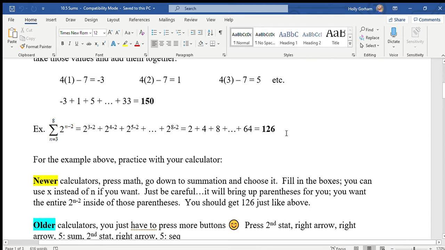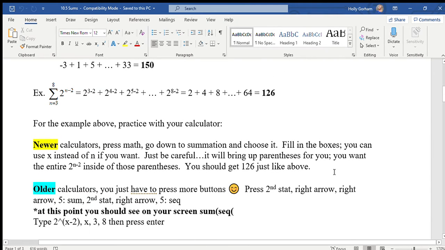The problem is if you had to do it from 1 to 100, you don't want to plug in 100 numbers and then add them together. So if we were to use our calculators, for the newer calculators, if you press math and go down to where you see summation, you choose it.